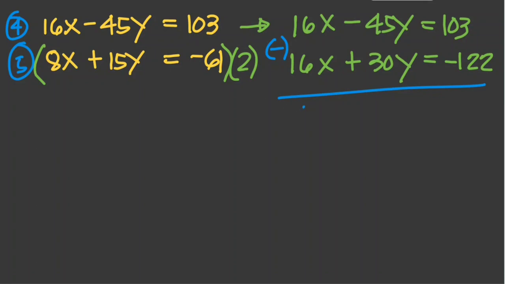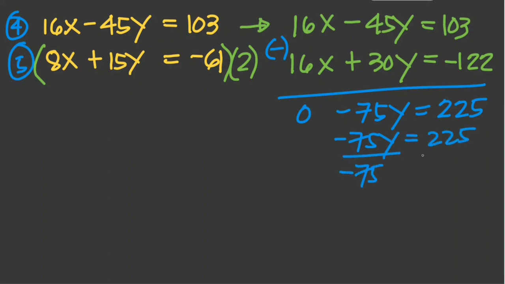The x terms become 0, and then negative 45y minus 30y is negative 75y. And then 103 minus negative 122 is 225. So we have negative 75y equals 225. We divide both sides by negative 75, so y is equal to negative 3. So this is our y. And now we can solve for x.